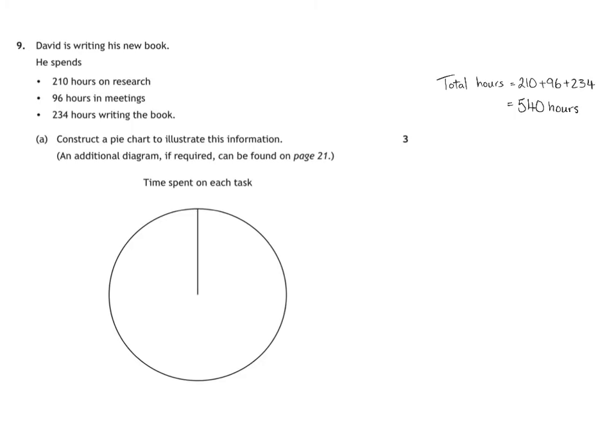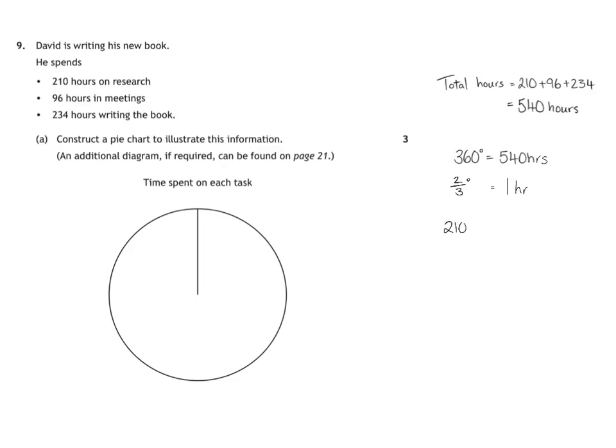So we can work out what degree for each hour as a way of doing it. We know that our total 360 degrees gives us 540 hours. So we want to figure out that 1 hour is how much of the circle. So we're going to do 360 divided by 540, which gives us 2/3 of a degree, which isn't very nice, but that works okay for us. So we get 2/3 of a degree per hour.